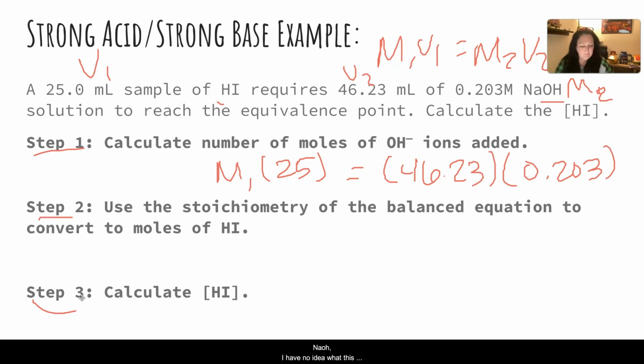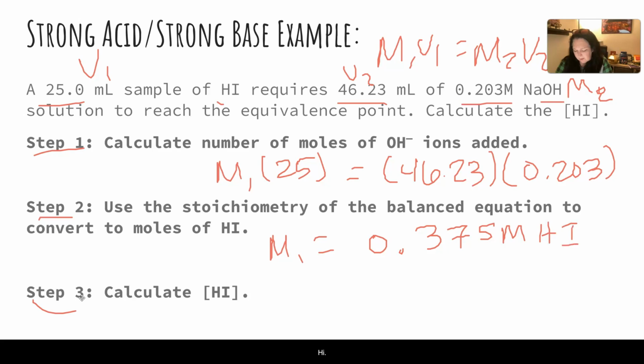I have no idea what this equals because I haven't worked this problem recently. All right, divided by 25. So I do my algebra. Hopefully I did it right. Molarity for my acid, I get 0.3. Let's check our sig figs. 3 here, 4 here, 3 here, so 3 sig figs. 0.375 molar HI.